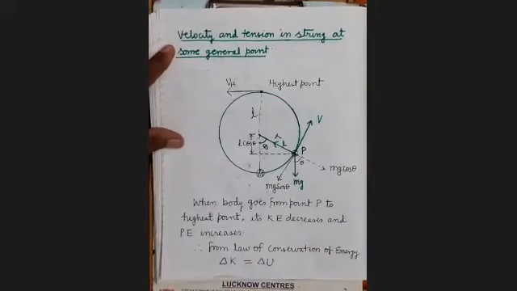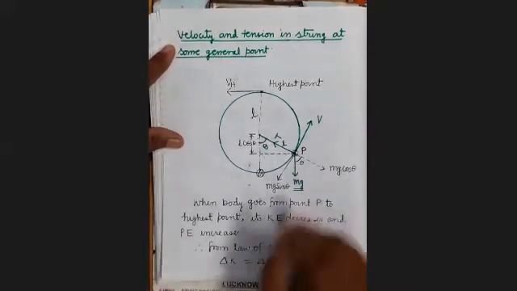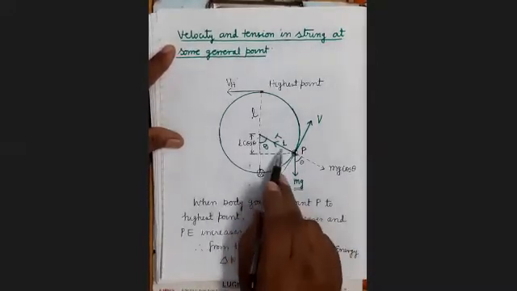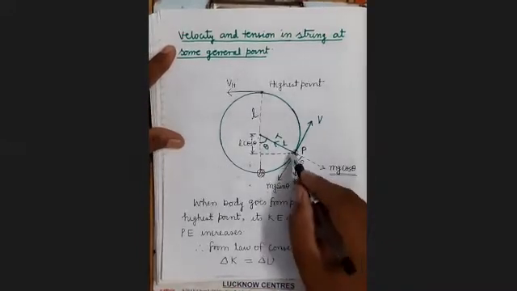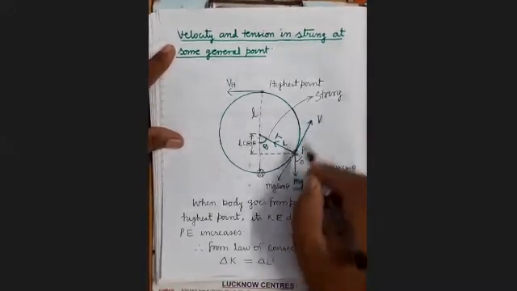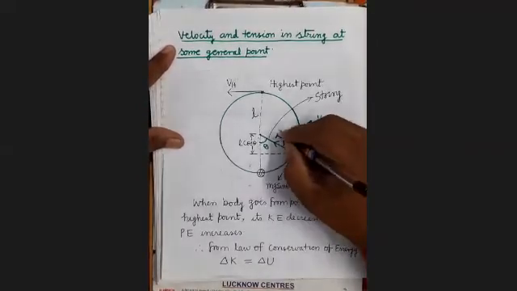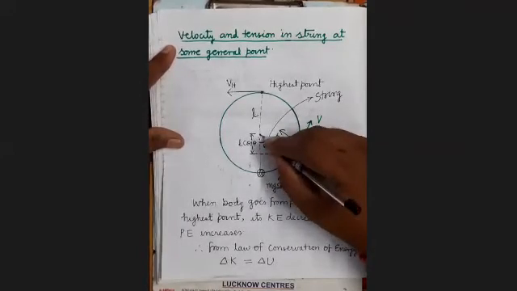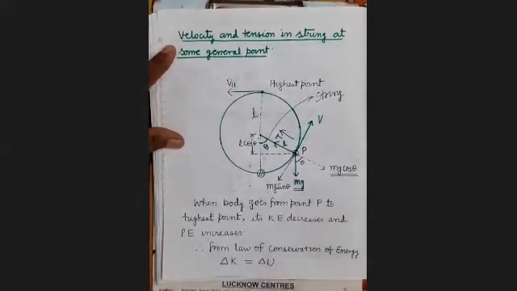So what will you do? You will resolve mg into two components. This angle is theta, therefore this angle will also be theta. Its component along the string will be mg cos theta, and the component perpendicular to the string is mg sin theta. Now, as the centripetal force acts along the radius, the resultant of T and mg cos theta will provide the necessary centripetal force.